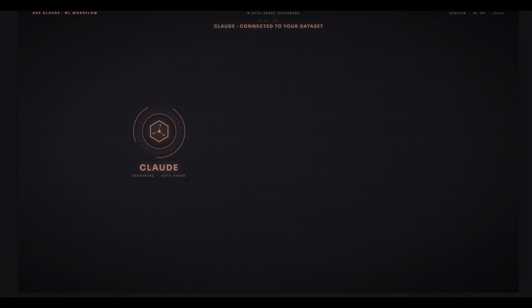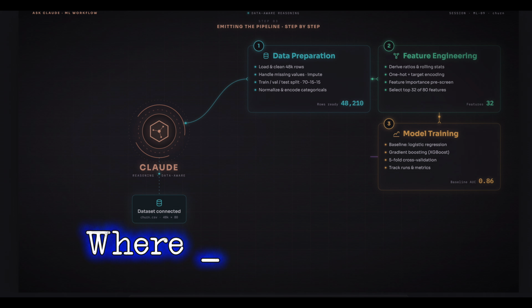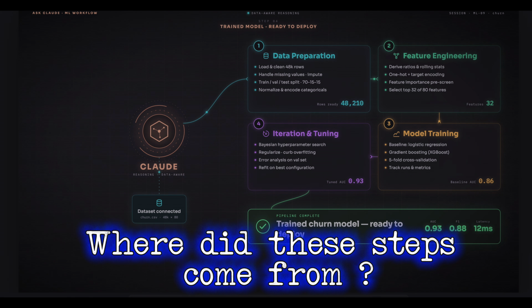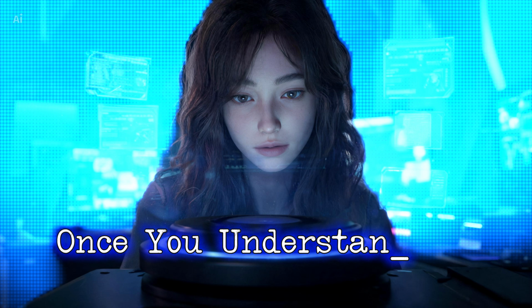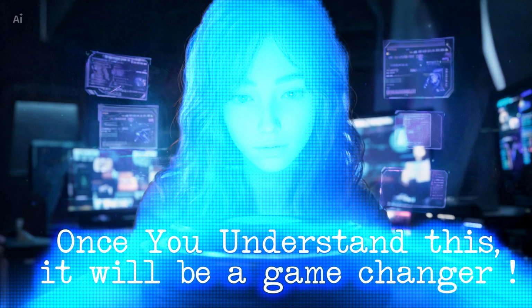Hi there. Whenever you ask AI like Claude to solve a machine learning problem, it is going to come out with some clear steps. But where did these steps come from? Claude doesn't have any rule book or a flow chart. So what you are seeing here is something very powerful. And once you understand this, you are never going to look at AI in the same way again.